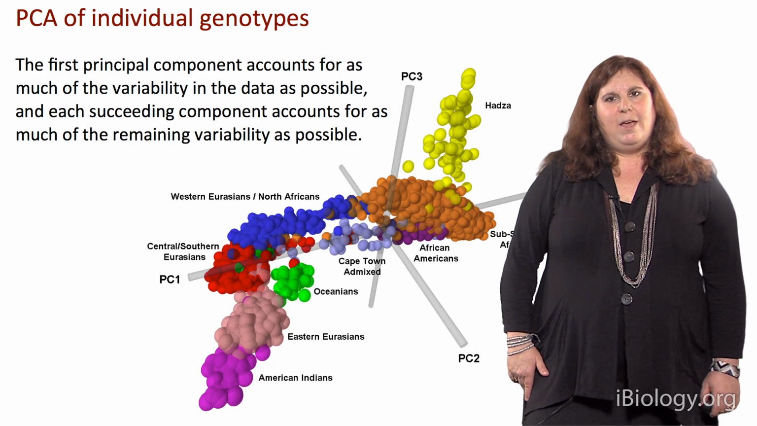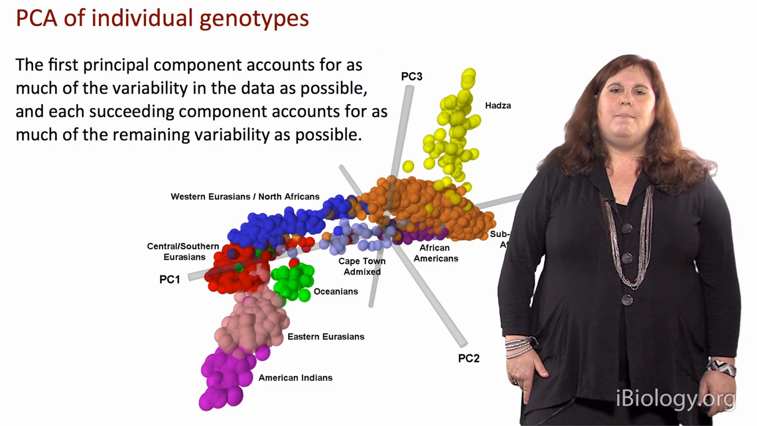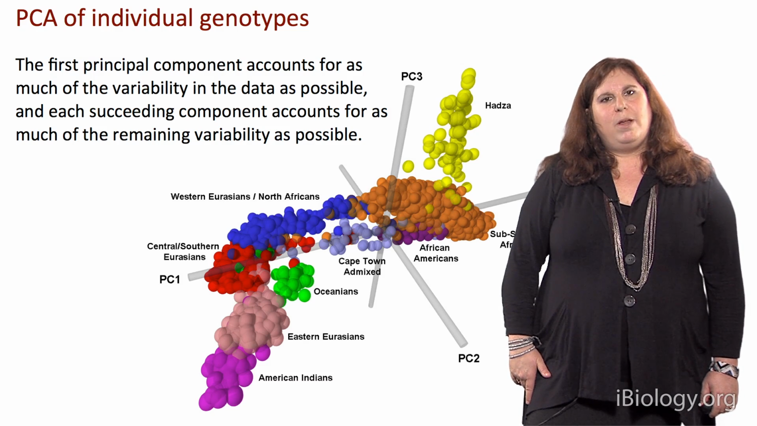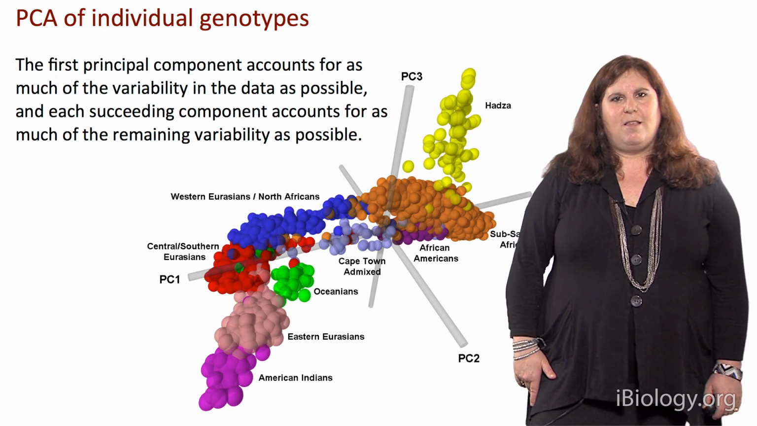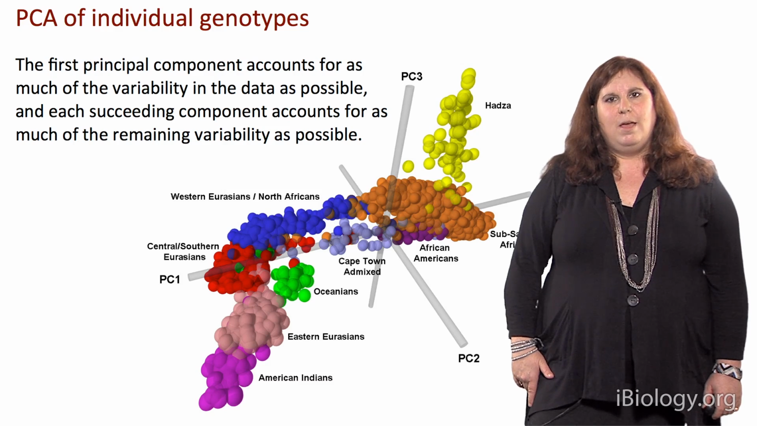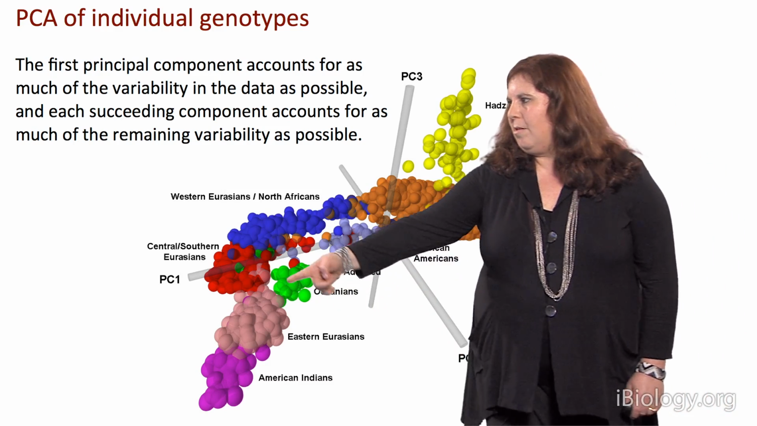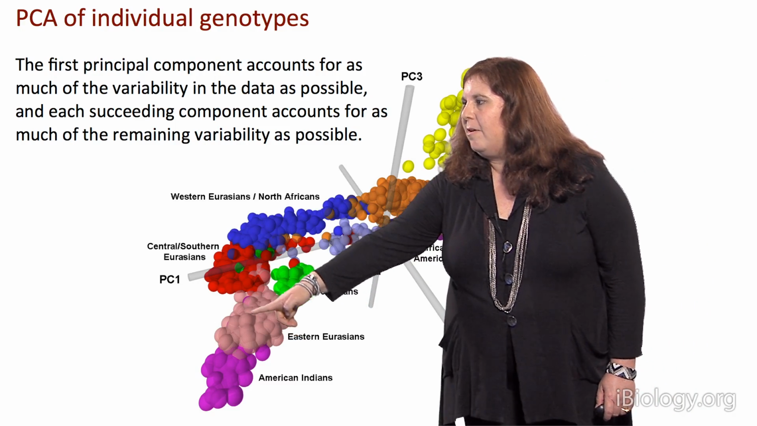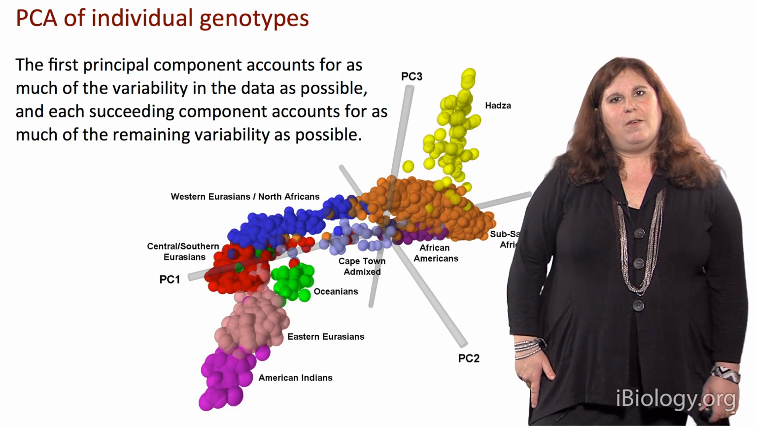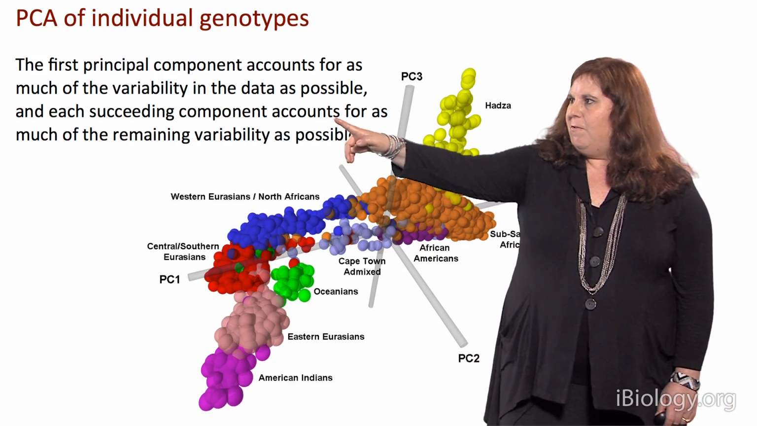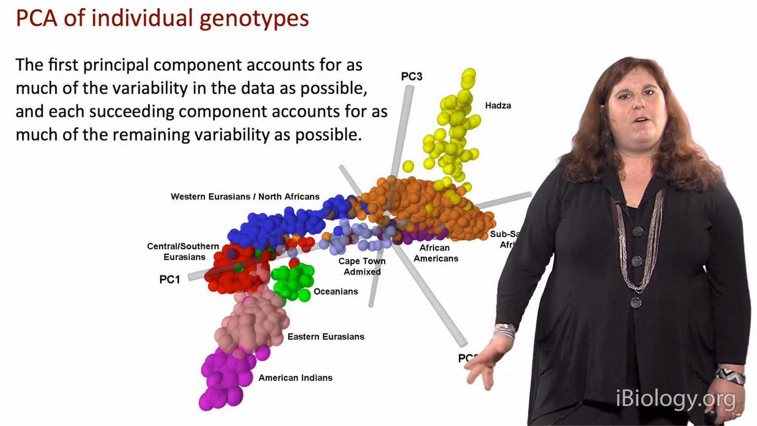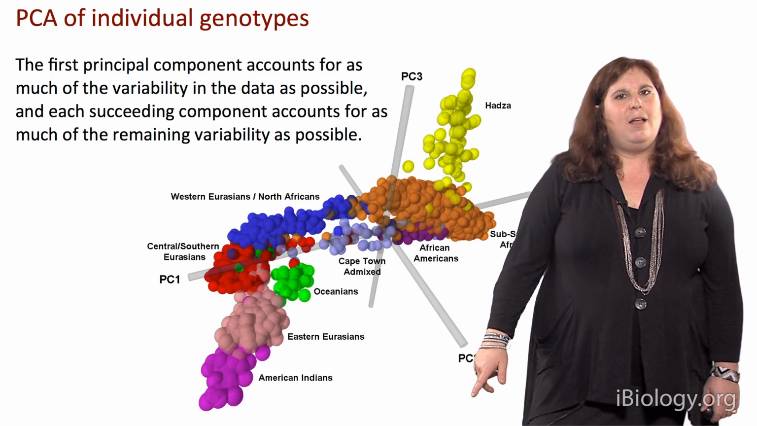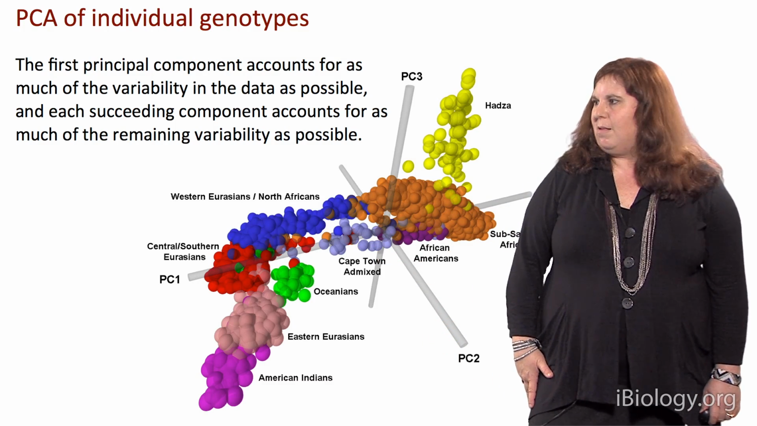So now I want to move away from looking at populations, and I want to talk about looking at variation amongst individuals. And the first thing I want to show you is a principal component analysis based on individual genotypes. And so each of these circles actually represents a person, and if they cluster together, it means that they're genetically similar to each other. So as shown here, the first principal component accounts for as much of the variability in the data as possible, and each succeeding component accounts for as much of the remaining variability as possible.